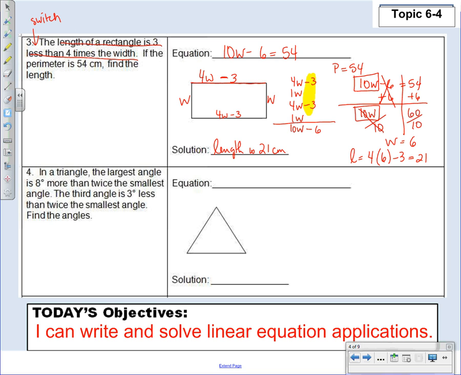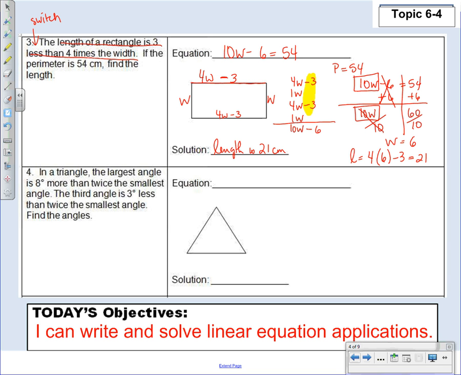Number 4, we have, in a triangle, the largest angle is 8 more than twice the smallest angle. The third angle is 3 less than twice the smallest angle. We want to find the angles. So now we're talking about the interior angles of a triangle. So our first step would be to draw and label.